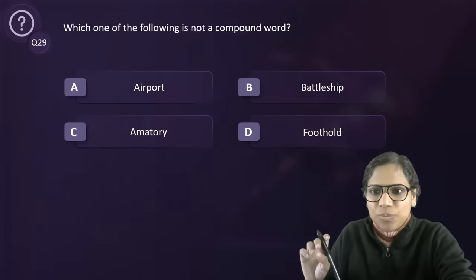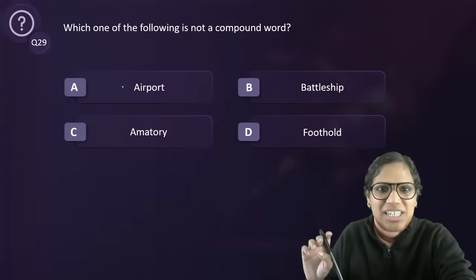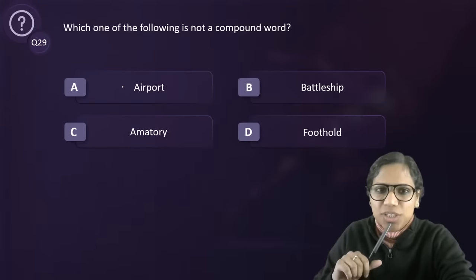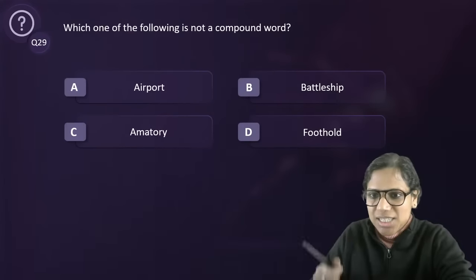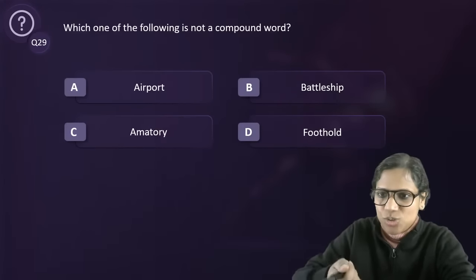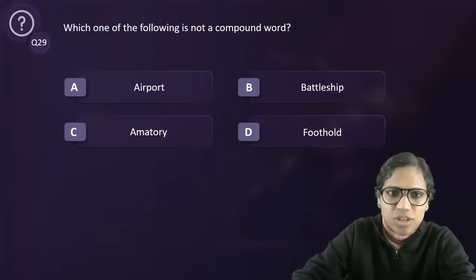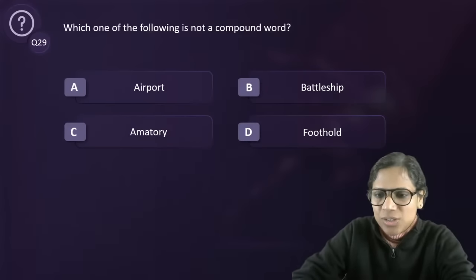कौन सा बचा बताओ? 28, which is not a compound word again. Yes, please pay heed to the message that just popped in your chat box. AC, okay.